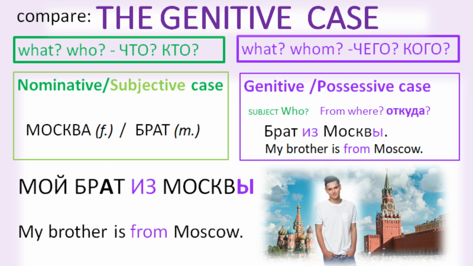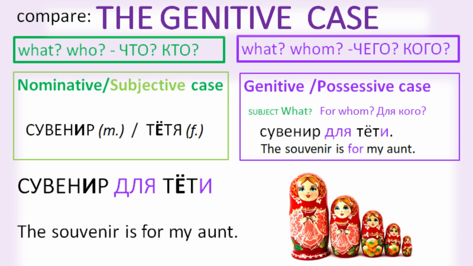Мой брат из Москвы. My brother is from Moscow. Откуда? From where? Из Москвы. From Moscow. Сувенир для тети. The souvenir is for my aunt. Для кого? For whom? Для тети. For my aunt.